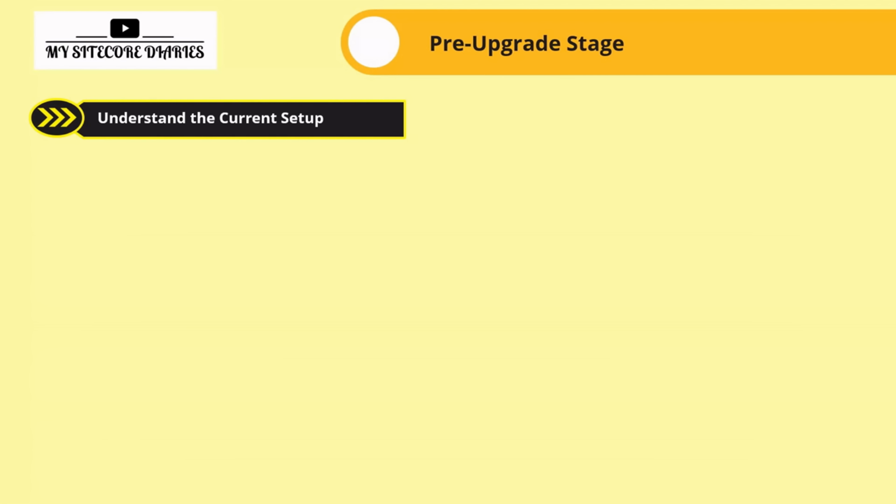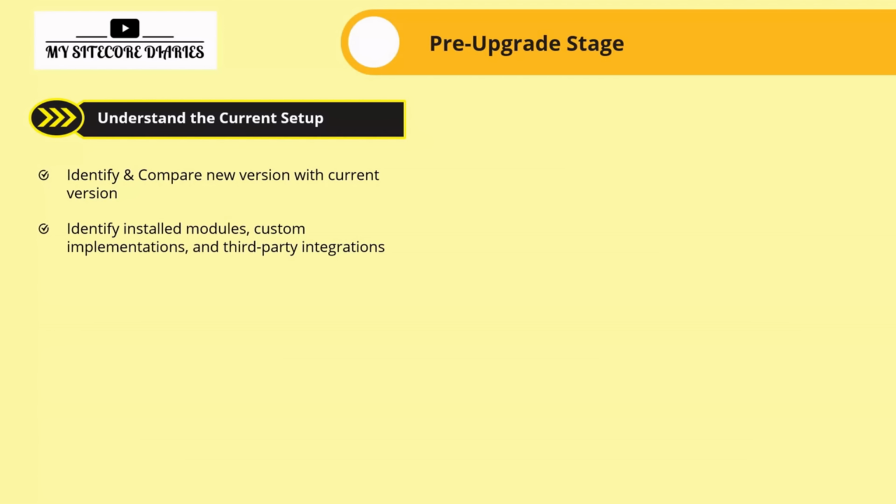Understand the current setup. You need to understand how the current setup is. First of all, you have to identify and compare the new version with the current version, so you should be aware of what is changed in the new version. Then identify the installed modules, custom implementation, and third-party integration. This is a key thing to do. And also list those down.